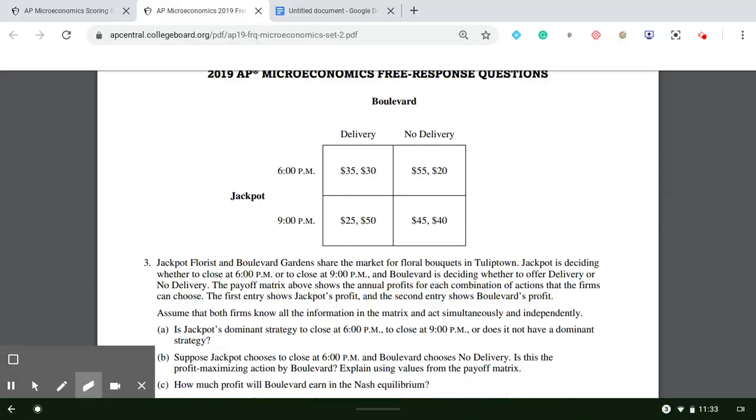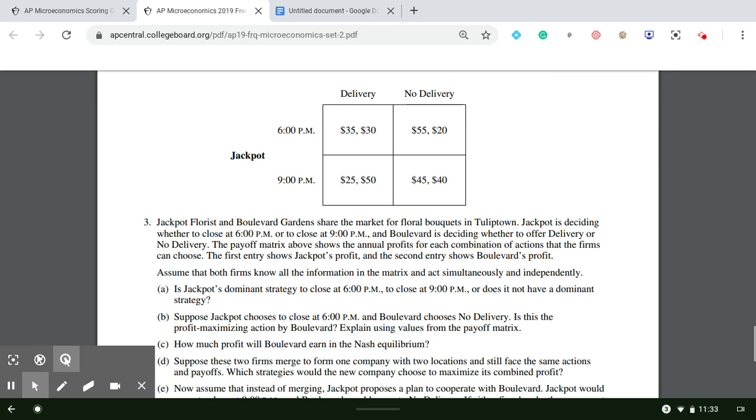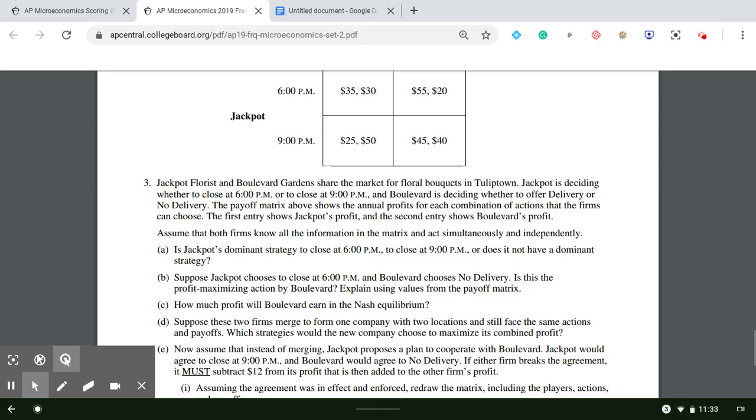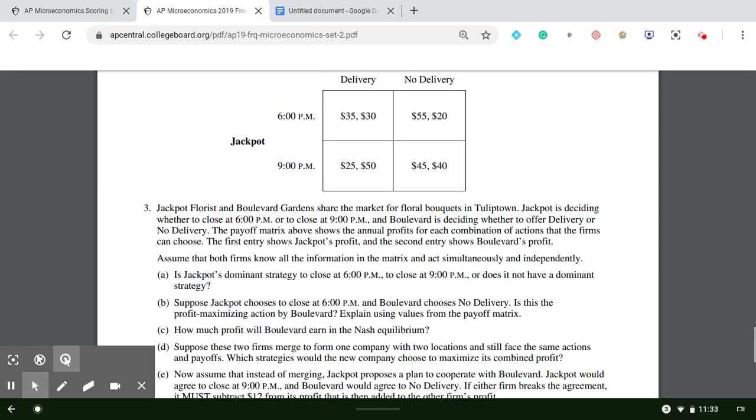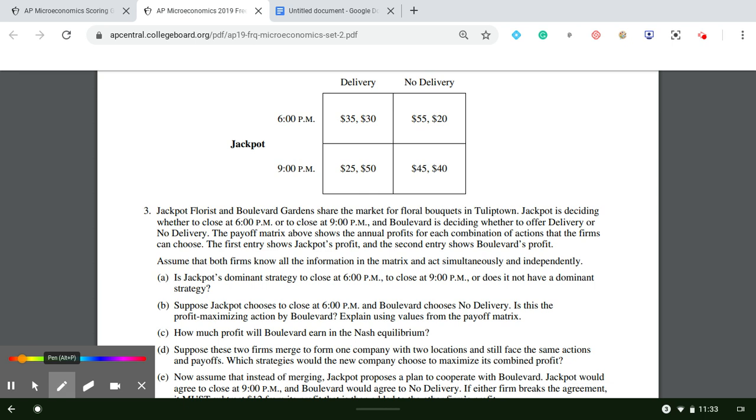Okay, B. Suppose Jackpot chooses to close at 6 p.m. and Boulevard chooses no delivery. Jackpot is here at 6 p.m. and they've chosen no delivery. So I'm just going to circle this. This is our payoff right here.